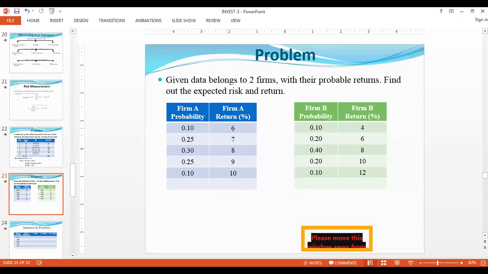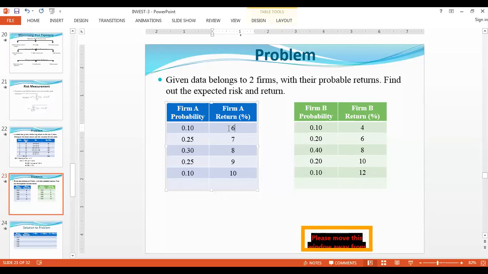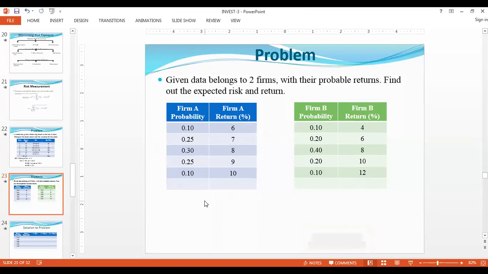Now I can expect 6% return with 10% probability, 7% return with 25% probability, 8% return with 30% probability, 9% with 25% probability and 10% return with 10% probability. So these are probabilities. When is this return going to come? Probably next year, probably 2 years down the line. So here n is not clearly given.